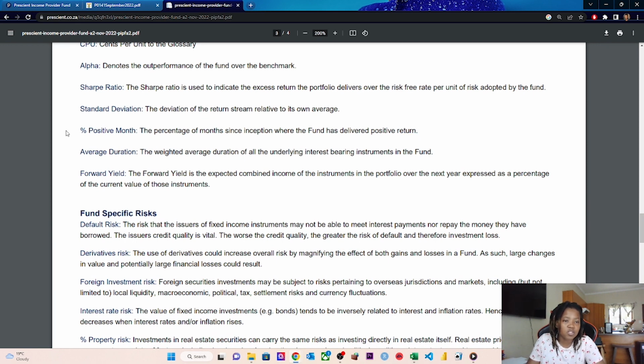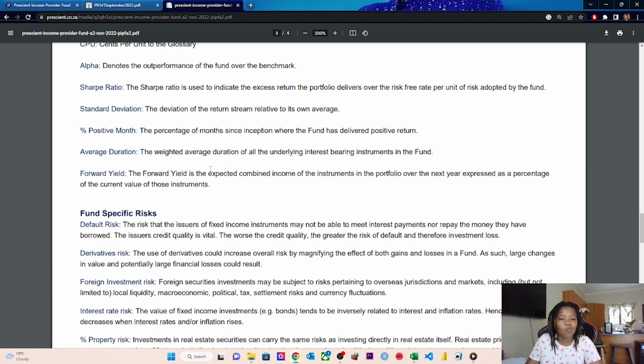So you want this positive to be high. You want the Sharpe ratio to be high because it's excess return, and then you want standard deviation to be low. Standard deviation is basically saying, I don't want the fund to change amounts. If I have 100 Rand today, tomorrow I don't want it to be 200, and then the next day I want it to be 50 Rand. I want it to be 100 Rand today, 101 tomorrow, maybe 99 the next. So that's what the standard deviation is. So you want that to be very low. You don't want it to deviate from its core price because of the nature of this fund.